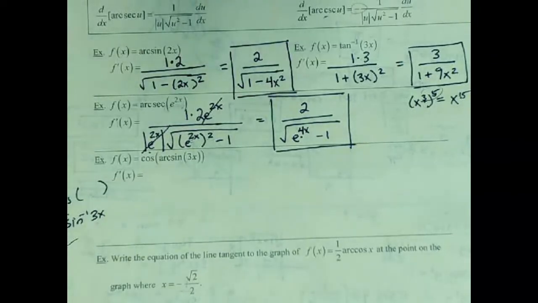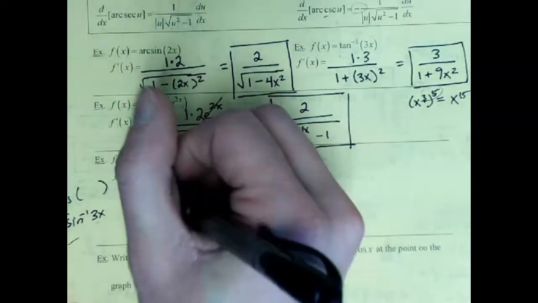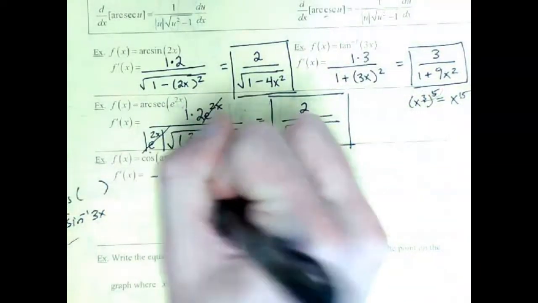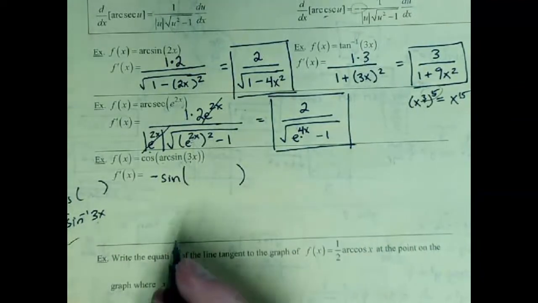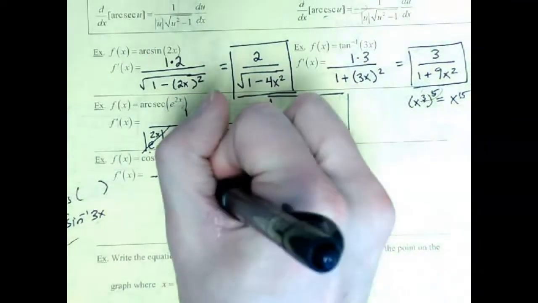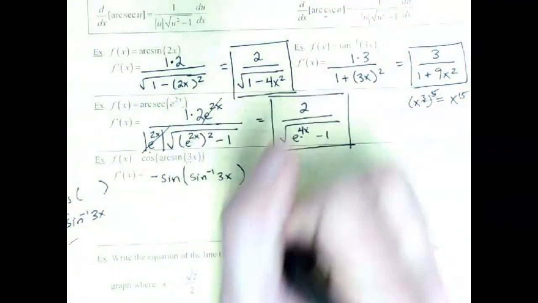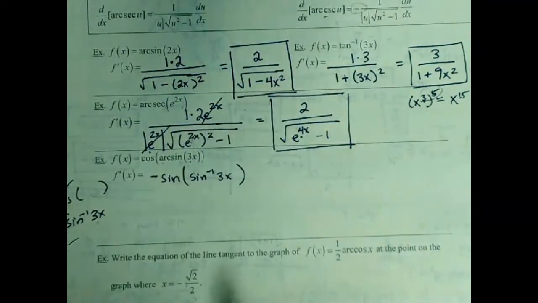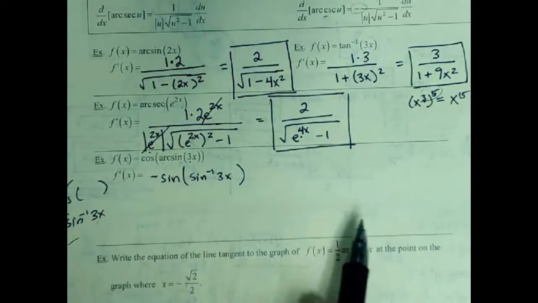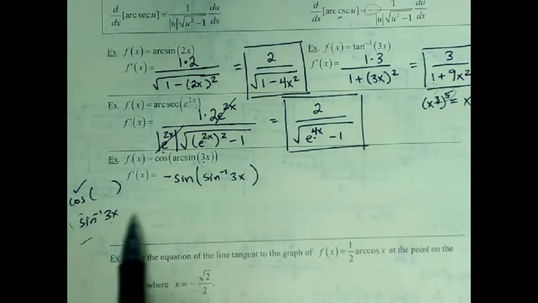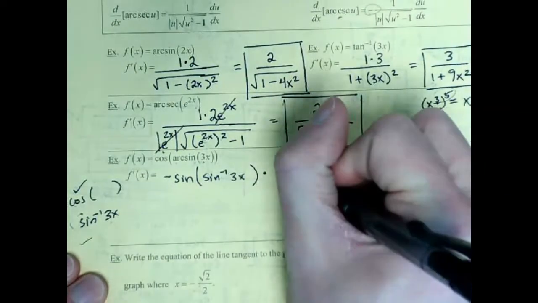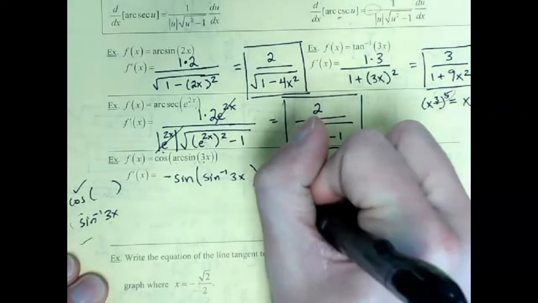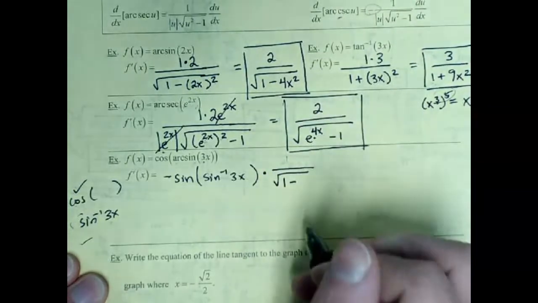Okay, so we could do this derivative with just brute force. The derivative of cosine would be negative sine. And then whatever was inside of the cosine would be inside of the cosine's derivative. So that's your sine inverse of 3x. So now that layer has been accounted for. The derivative of cosine is negative sine. And then we would need to do the derivative of that inside piece. And the derivative of sine inverse would be 1 over the square root of 1 minus 3x squared.